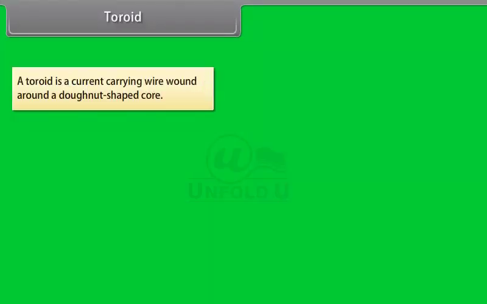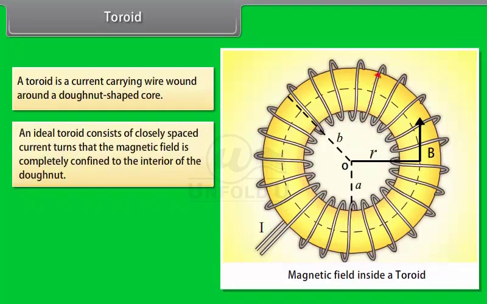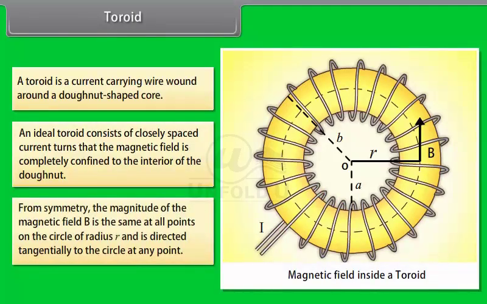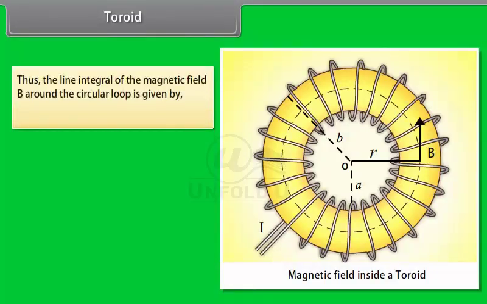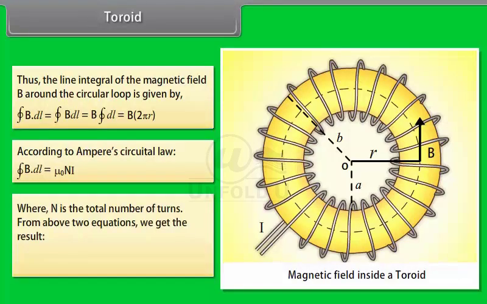Toroid. A toroid is a current-carrying wire wound around a donut-shaped core. An ideal toroid consists of closely spaced current turns such that the magnetic field is completely confined to the interior of the donut. From symmetry, the magnitude of the magnetic field B is the same at all points on the circle of radius r and is directed tangentially to the circle at any point. Thus, the line integral of the magnetic field B around the circular loop is given by the product of B and 2 pi r. According to Ampere's circuital law, closed integral of B dot dl is equal to mu naught N I, where N is the total number of turns.